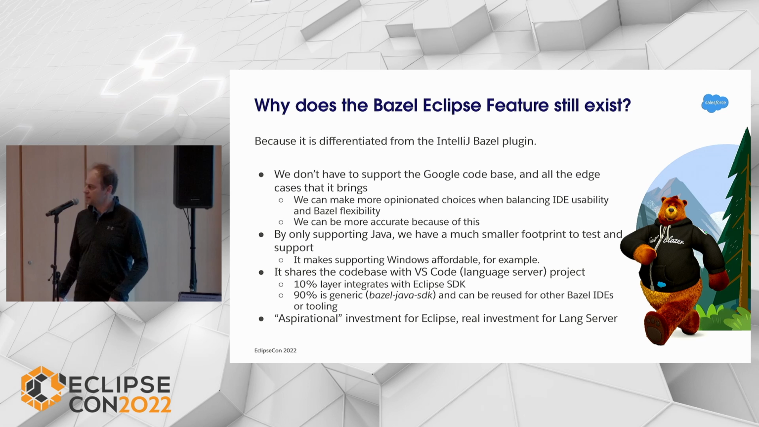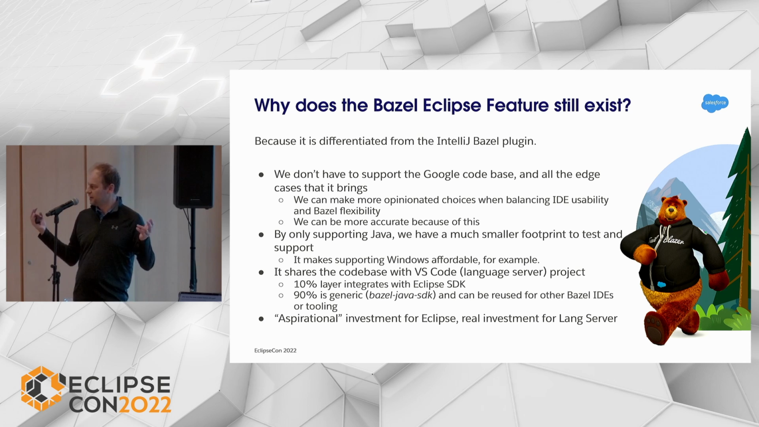And 90% of the code that we have written for the Eclipse plugin, or the Eclipse feature, is shared with our VS Code or the language server project. Only 10% of the code is Eclipse specific. So the investment we make ongoing in Eclipse is shared across the two projects. So it does make sense for us.